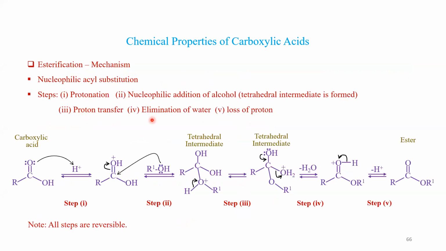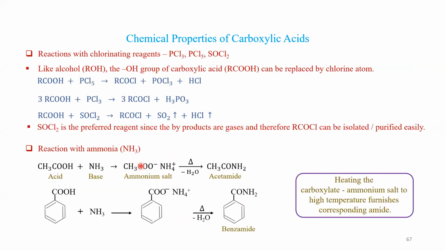So, esterification mechanism, I guess you won't be having this mechanism. We only need to know the reaction. Then reaction with chlorinating reagents: phosphorus trichloride, phosphorus pentachloride, thionyl chloride. In whatever way these reagents react with alcohol, in the same way they react with carboxylic acids.